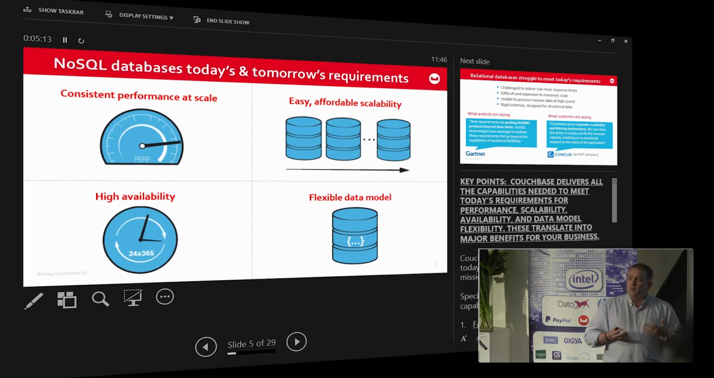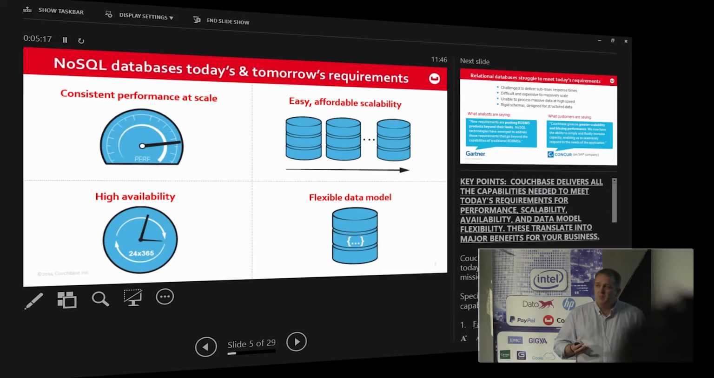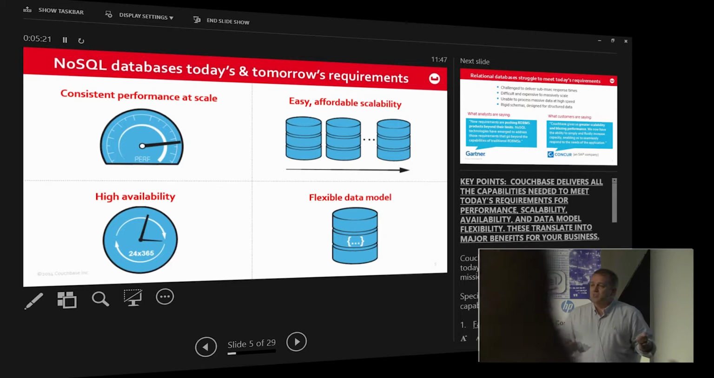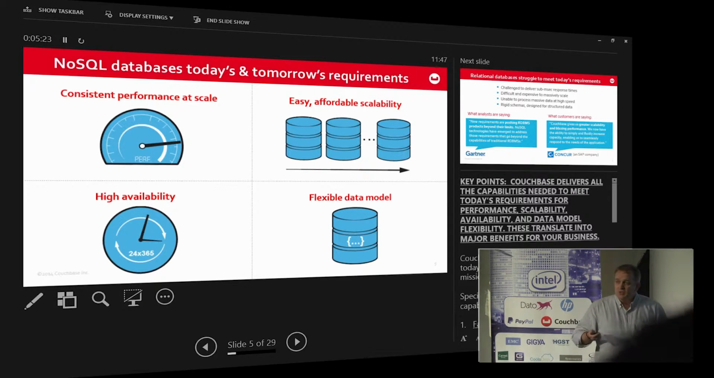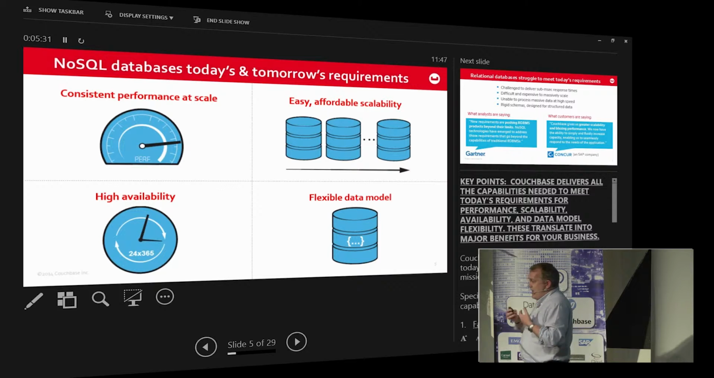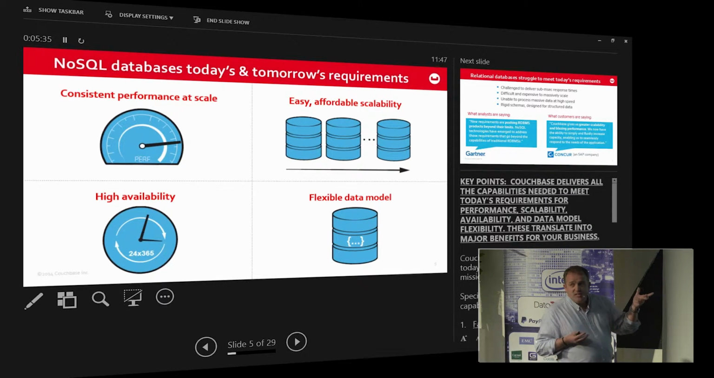There's no point in being performant on a Monday and being slow on a Tuesday. That doesn't work for eBay, that doesn't work for PayPal, and that doesn't work for Apple. You don't want to be logging into the Apple store and waiting 10 minutes on Monday just to buy Madonna's latest album or whatever. It has to be highly available. It has to be seamlessly scalable and affordable, and it has to have a flexible data model.